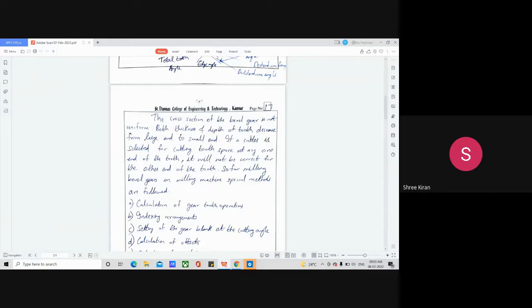Then what we have is mainly regarding the procedure. The following are the different setups to be produced for milling a bevel gear. So what we have to know is the calculation of the gear tooth proportion.